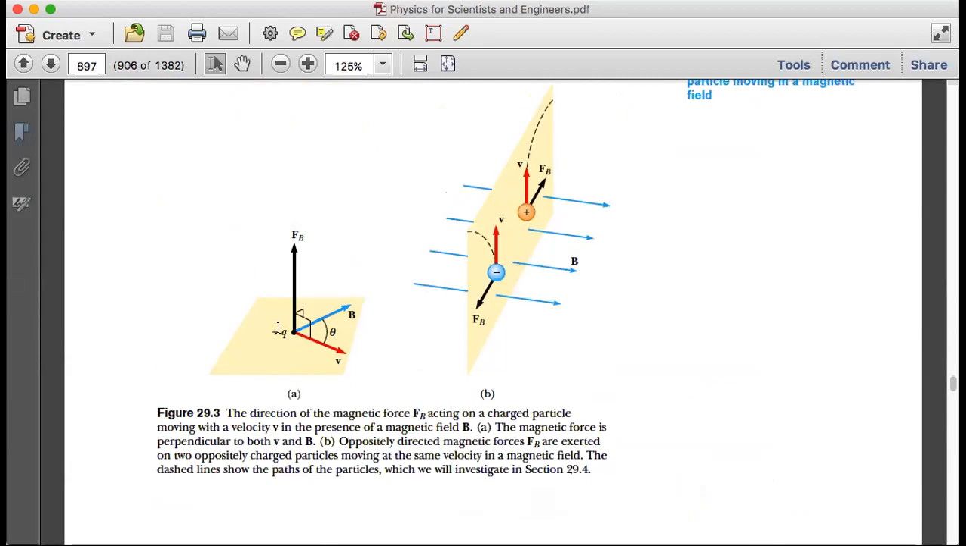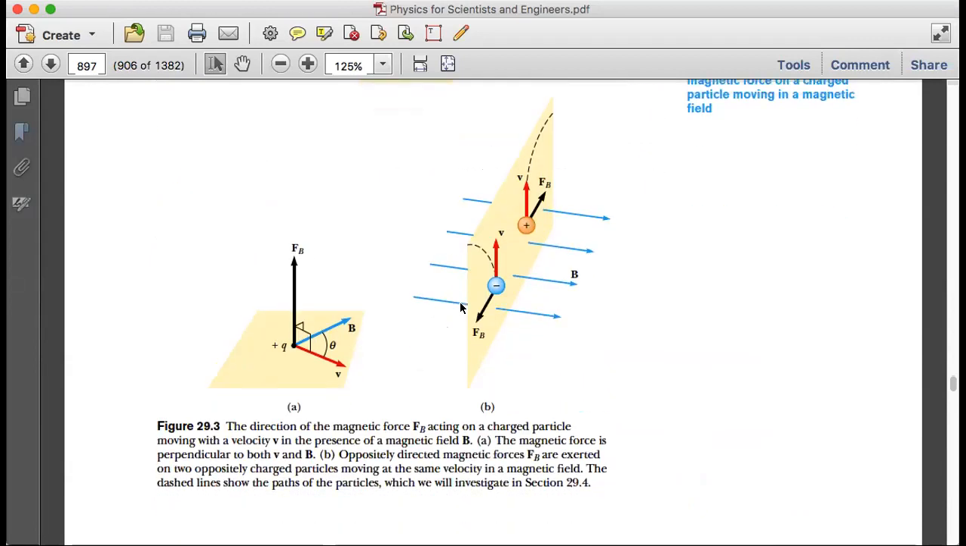Karena ini cross, kita dapatkan FB itu ke atas. Dan FB di sini merupakan vektor gaya magnetik pada muatan q kecil, yang tegak lurus dengan arah gerak partikel dan medan magnetiknya. Jadi ini tegak lurus keduanya karena dia cross.